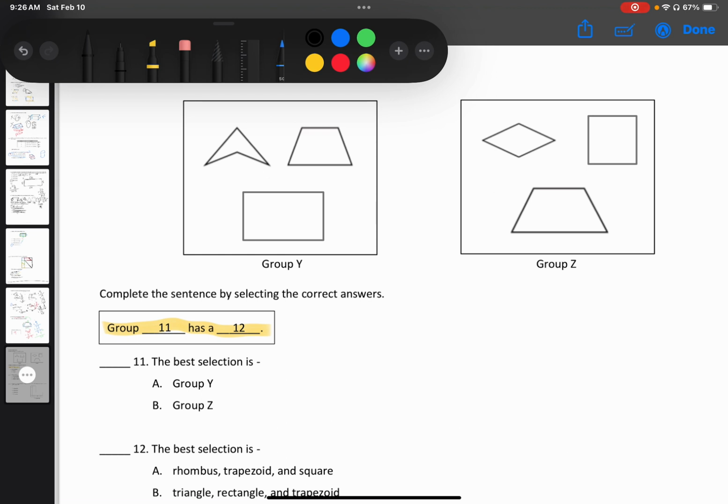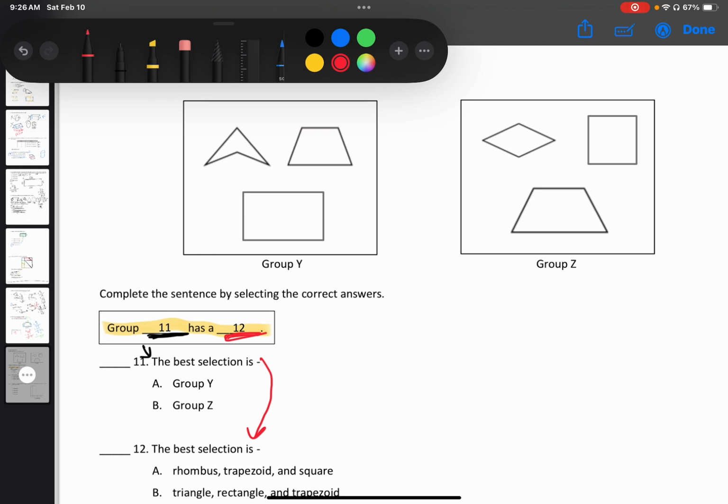So where it says group 11 has a 12, well, that makes no sense. What this means is whatever's going in this blank is coming from question 11. Whatever's going in this blank, the answer comes from part 12 or question 12 of that. And you have to fill in things that are going to make this a true and correct sentence when it's done.